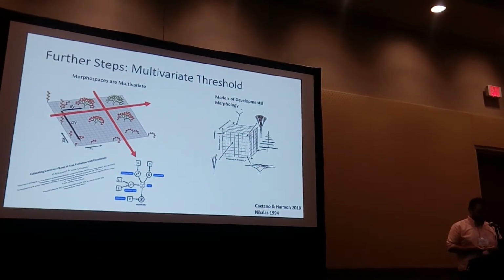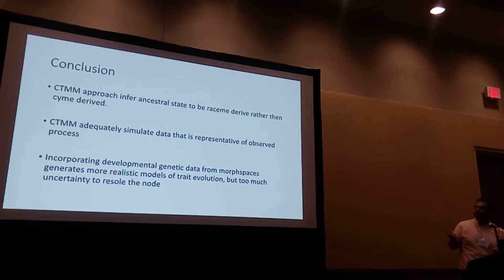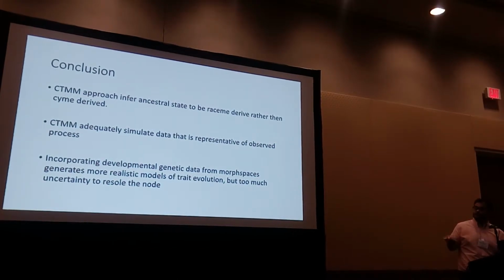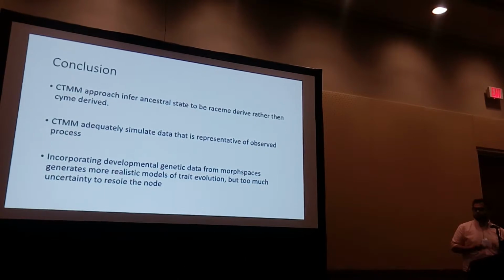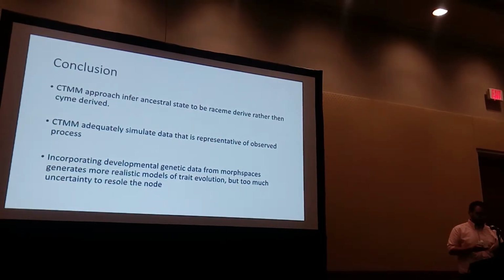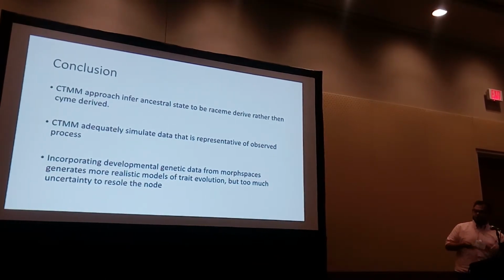And so, in conclusion, continuous time Markov models were able to infer the ancestral state to be receptive rather than sign, and they were adequately able to simulate data that is similar to our observed data, and incorporating developmental genetic data using morphospaces perhaps provided a more realistic model of trait evolution, but there was too much uncertainty at the node.